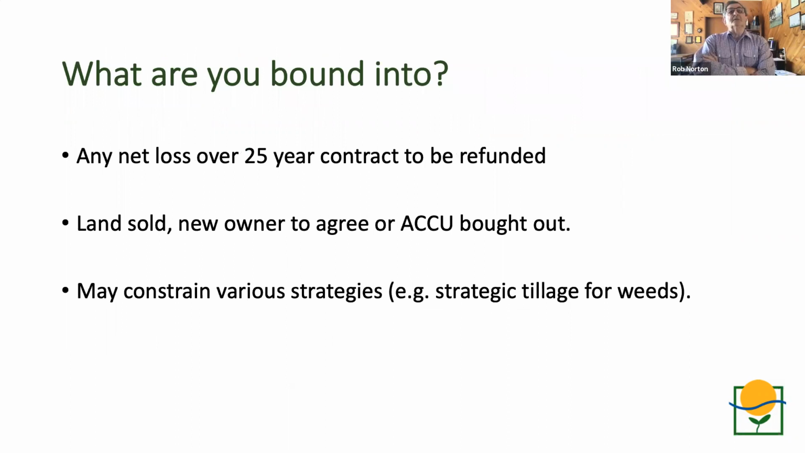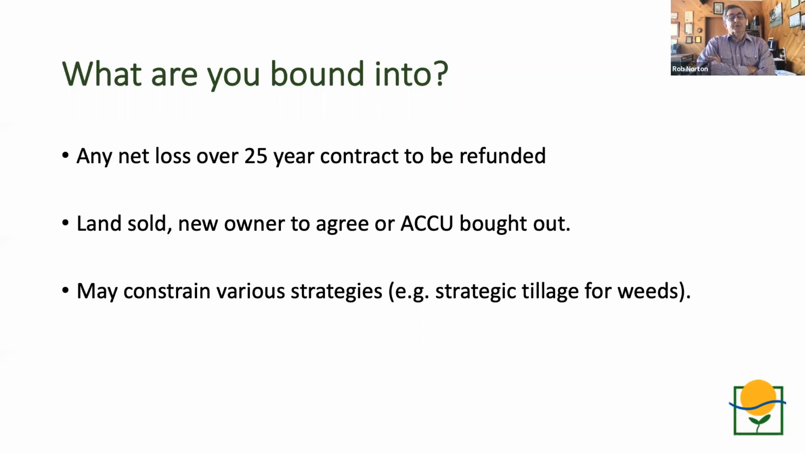The other thing to realise is that those guys are bound into something. They're bound into a 25-year contract, and any net loss along the path, remember you're sampling every 5 years, every 5 years you might have to add or take out money to balance that sampling error. So it's not quite as simple as getting the money and sitting back with land. If that land's sold, that ACCU has to be bought out, or the new owner agrees to continue doing what you were doing.